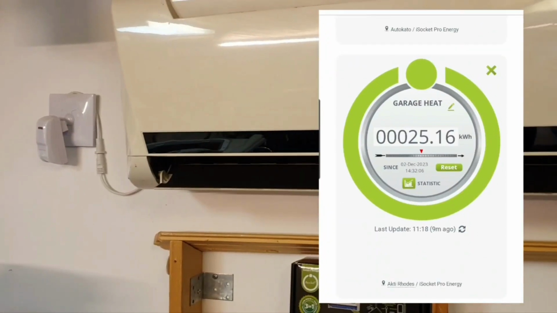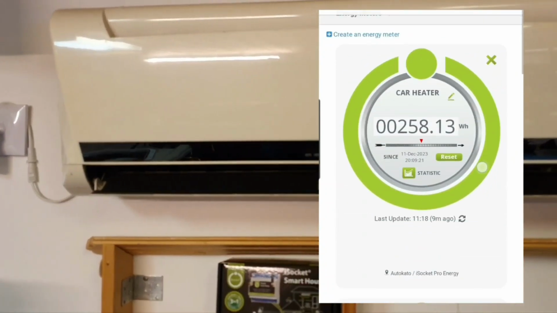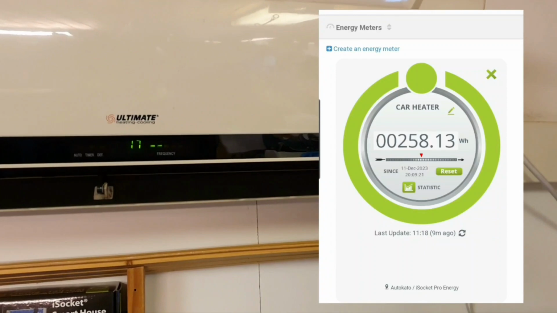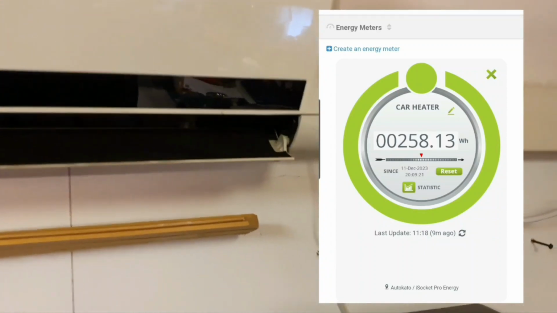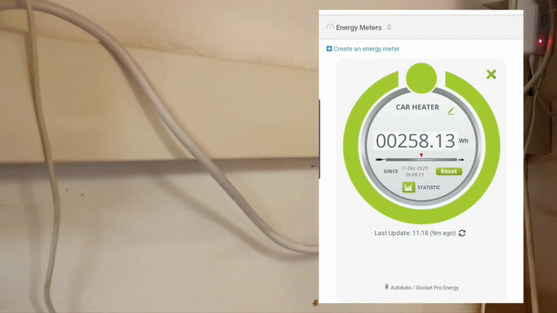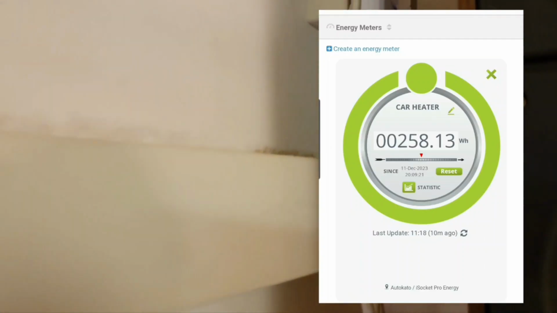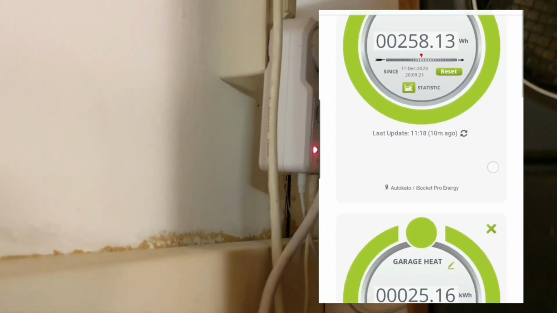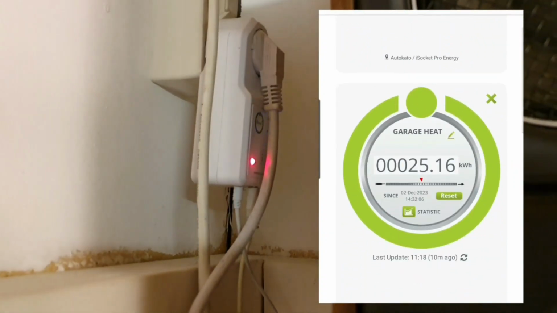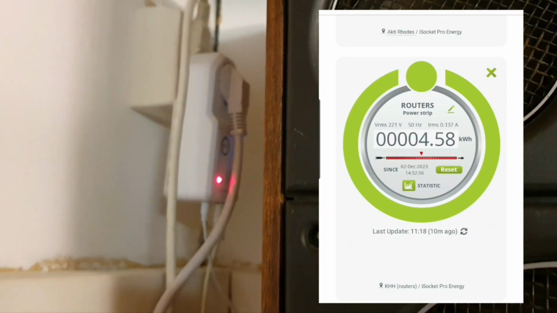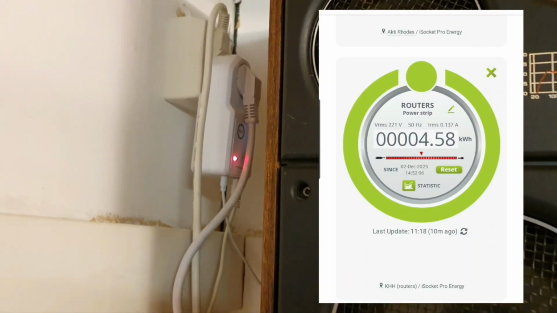But I have several iSockets. Here is for the garage heater, here is for the car heater. And actually for these things I would set monthly statistic, because they consume a lot of energy. So I want to understand how much it costs me monthly. So that's how it works.